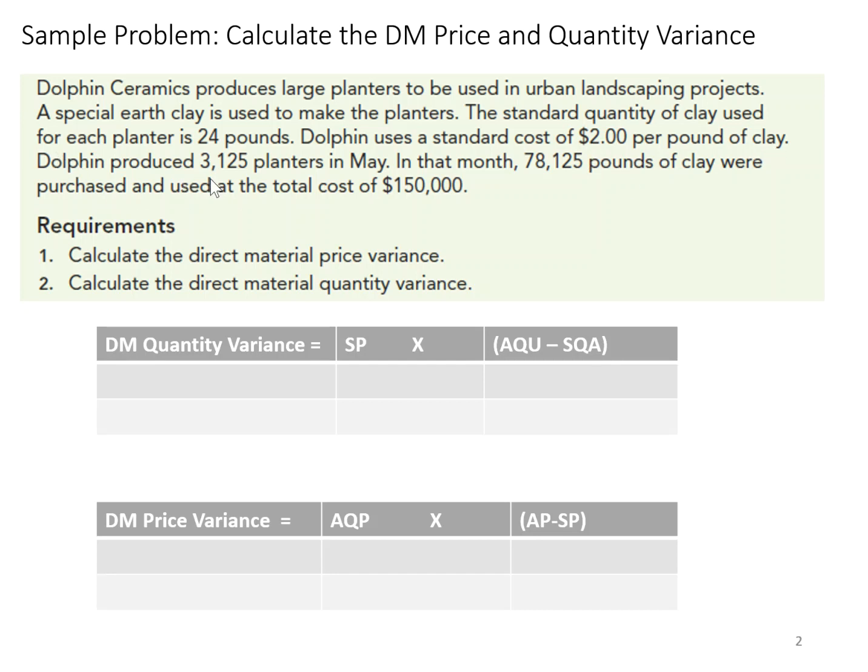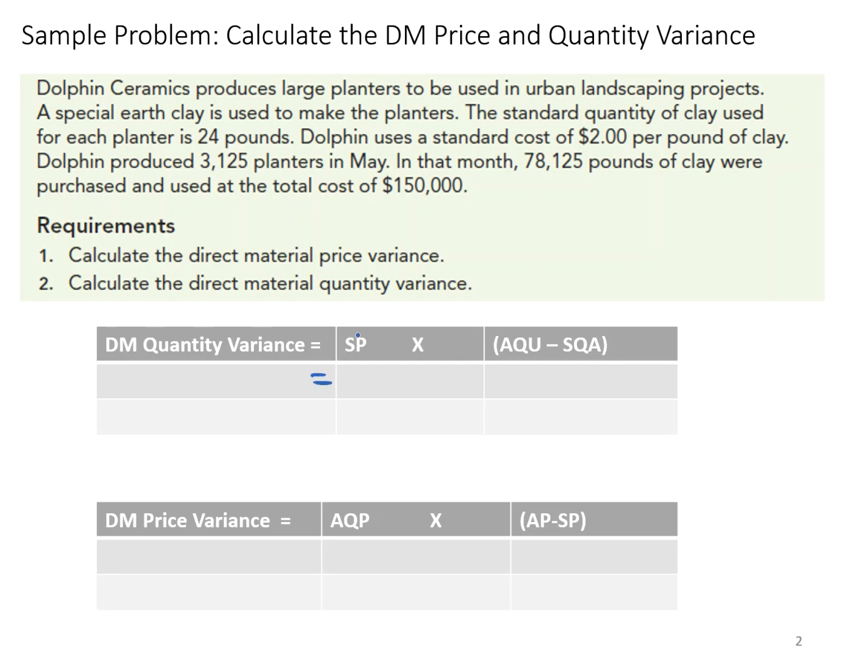Dolphin produced 3,125 planters in May. In that month, 78,125 pounds of clay were purchased and used at a total cost of $150,000. So we're asked to first calculate the direct material price variance and then the direct materials quantity variance. So let's go ahead and we'll plug in what we know here.